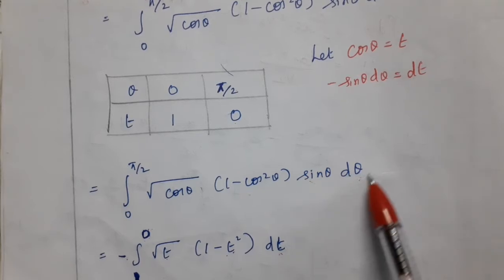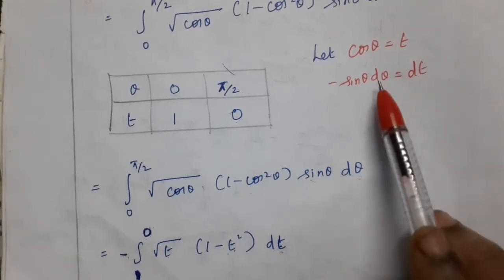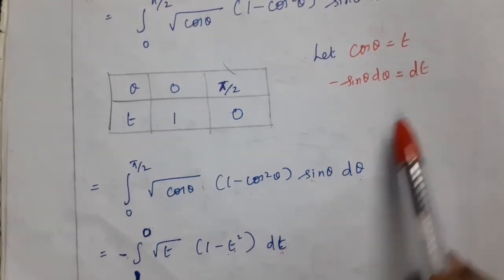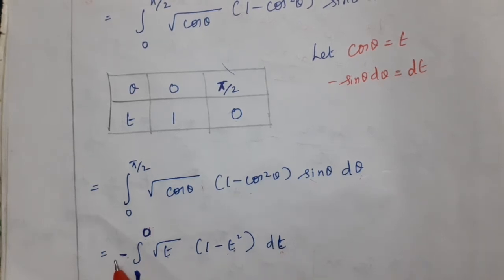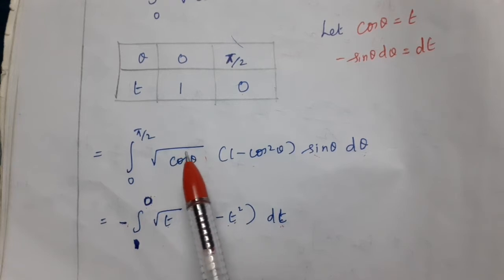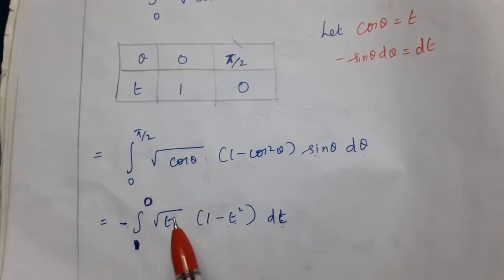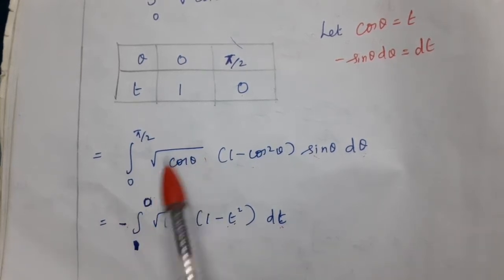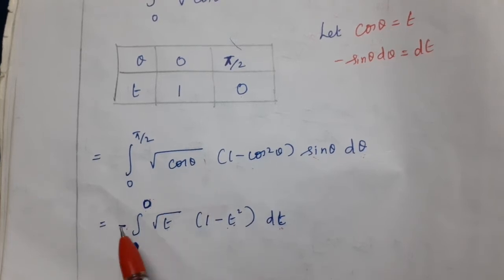So here we have plus sin theta d theta, so sin theta d theta is equal to minus dt. The minus sign we keep outside. The limit also changes, because we write the integration in terms of t. If the variable is changed, the limit is changed as well.